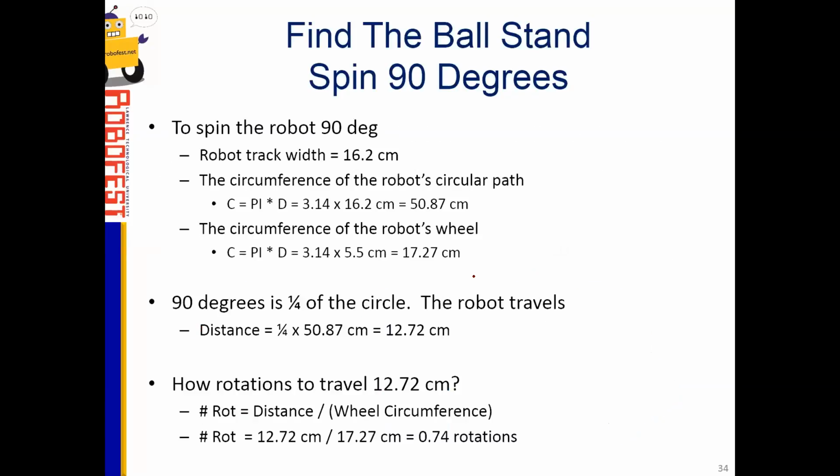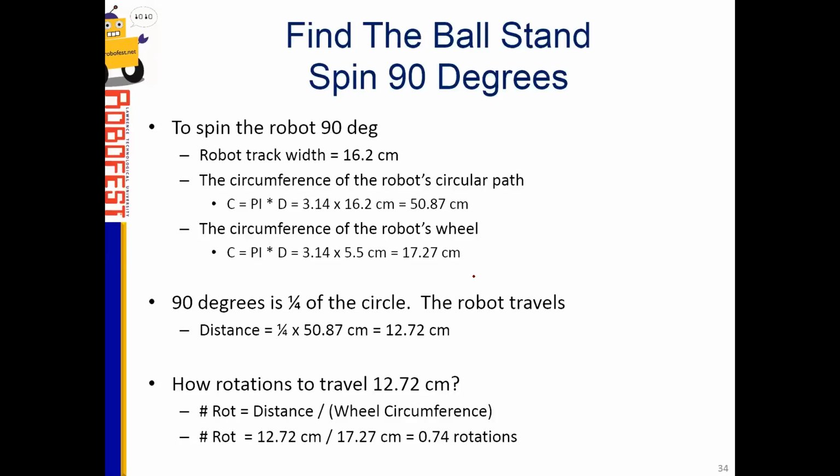All right, so to spin the robot 90 degrees, the robot track width, in other words, the distance between the two wheels, is 16.2 centimeters. So the circumference of this circular path is pi times that diameter, so 3.14 times 16.2 centimeters gives us a circumference of 50.87 centimeters.